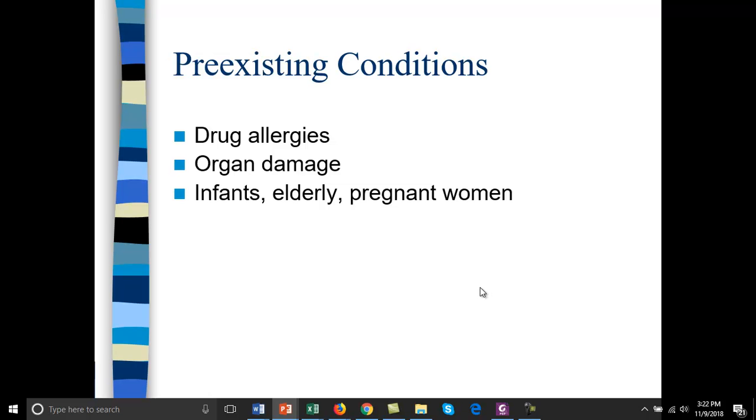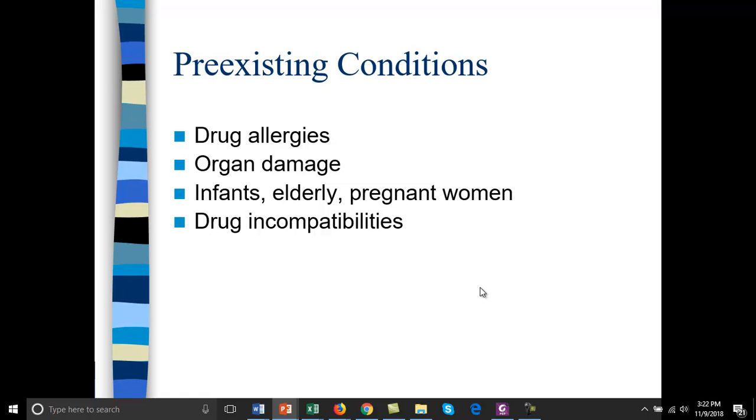Infants, elderly, and pregnant women: you don't give pregnant women antibiotics. If they get a bacterial infection, usually they just have to wait it out. Infants, you have to be very careful with, especially because of drug allergies, and obviously elderly patients. You have to look at other drugs that the individual might be taking, drug incompatibilities.